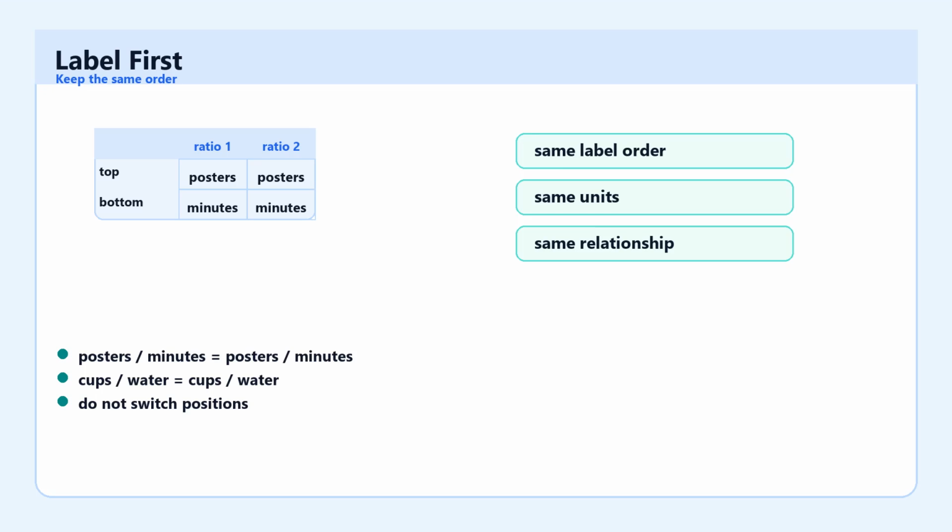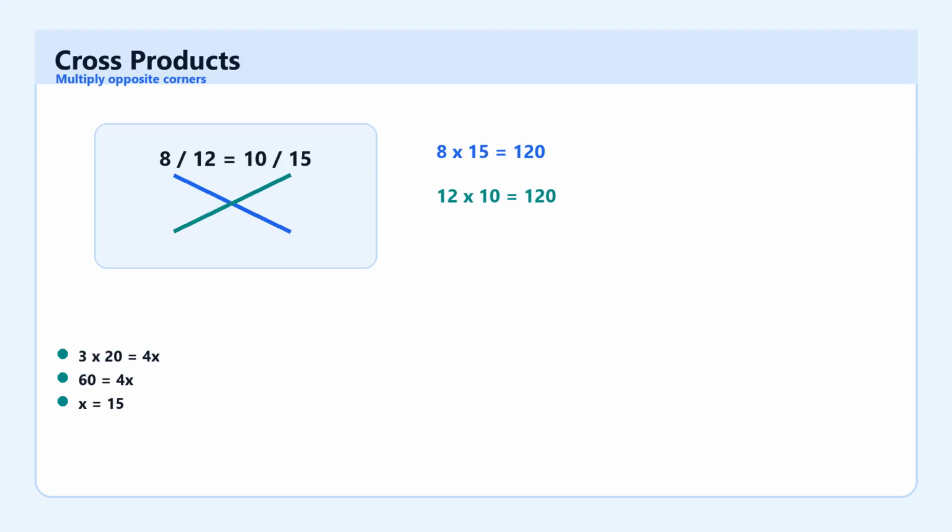Let's solve 3/4 equals x over 20. Step 1. Write the proportion. 3/4 equals x over 20. Step 2. Multiply opposite corners. 3 times 20 equals 4 times x. Step 3. Simplify. 60 equals 4x. Step 4. Divide by 4. x equals 15.